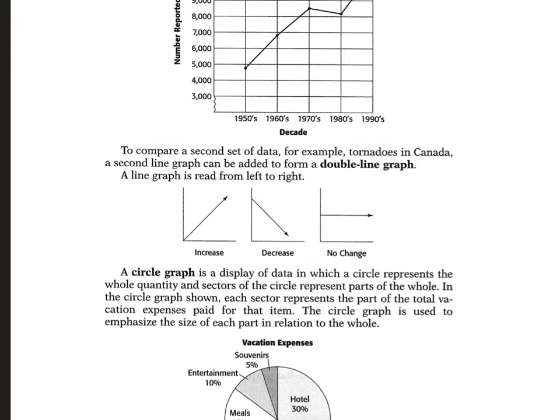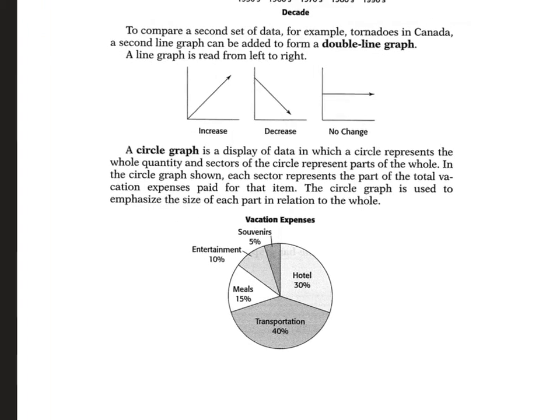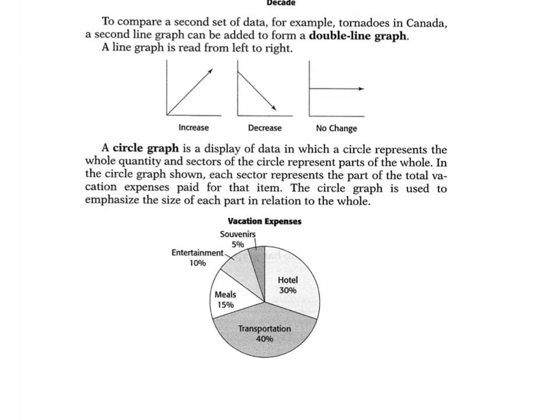A circle graph is a display of data in which a circle represents the whole quantity and sectors of the circle represent parts of the whole. In the circle graph shown, each sector represents the part of the total vacation expenses paid for that item. The circle graph is used to emphasize the size of each part in relation to the whole.